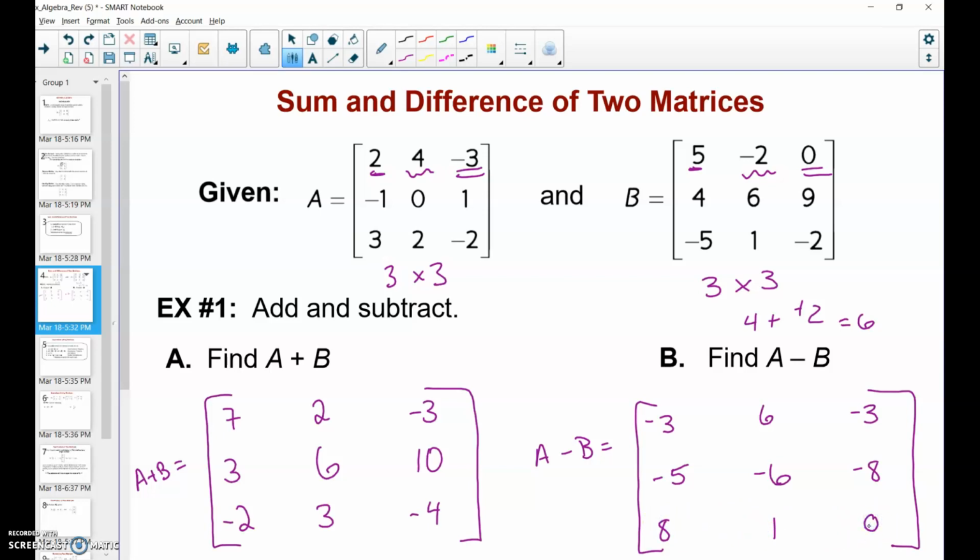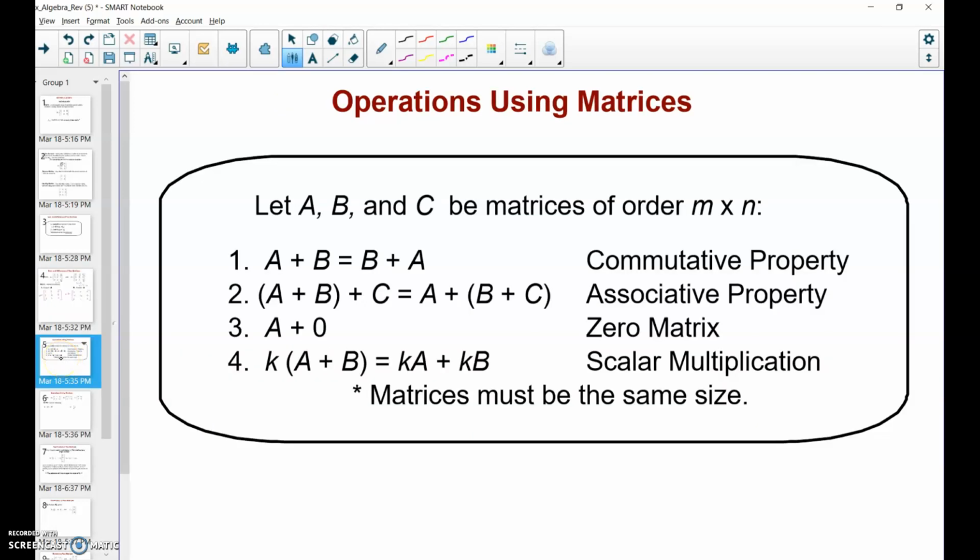Okay, that should have been your answer then for a minus b. Notice that for this last one, you have a negative 2 minus a negative 2, so that's just going to equal 0. All right, adding and subtracting should be fairly easy right now. Here are some more operations with that. You can do adding and subtracting, which we just did.